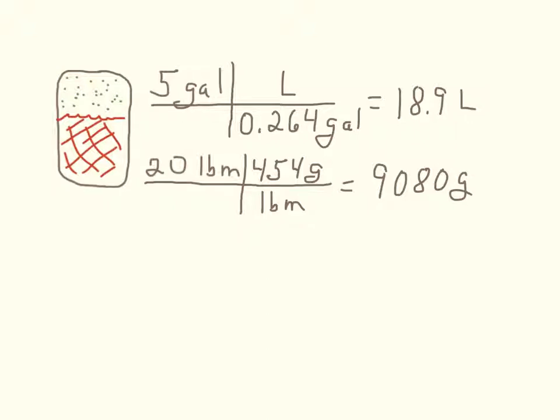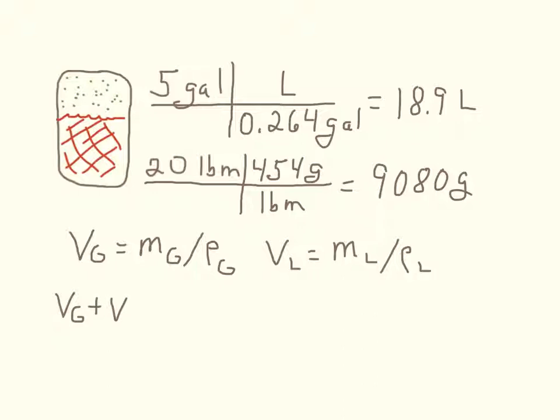Now we know the volume of the gas. It's actually a vapor, but we'll call it a gas here. The volume of the gas is equal to the mass of the gas divided by the density of the gas. And likewise, the volume of the liquid is equal to the mass of the liquid divided by the density of the liquid.